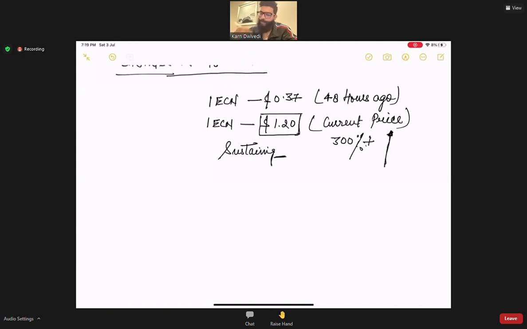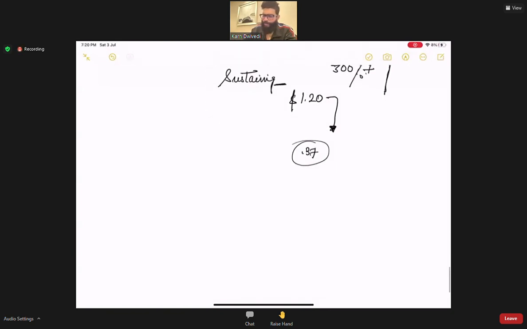And more importantly, why are we at $1.20 and why is it not crashing? Why not going back to 0.37? Because the message is very much clear, and this is the reason that you are seeing this growth. And now let's make a growth chart also.